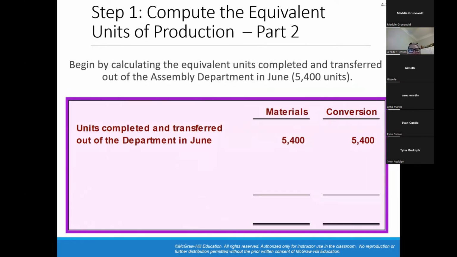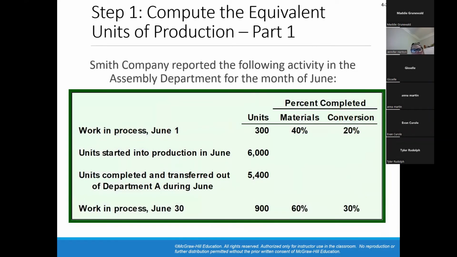All right, so we begin the calculation with the equivalent units that were completed and transferred out of the department. So I might be going back and forth so we can see back to this original example. How many does it tell us we had that was completed and transferred out? We had 5,400.